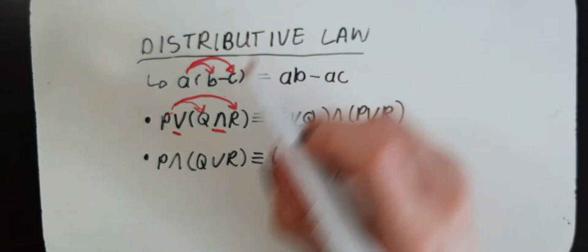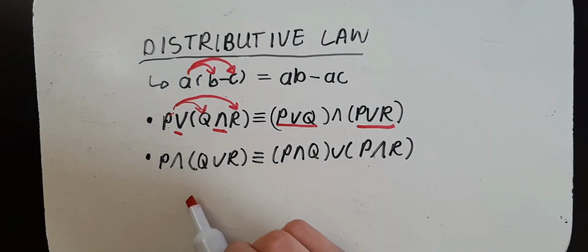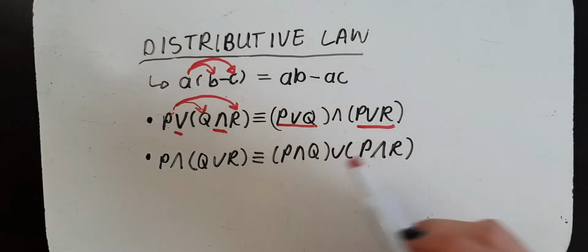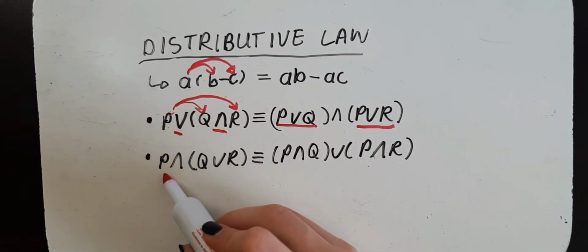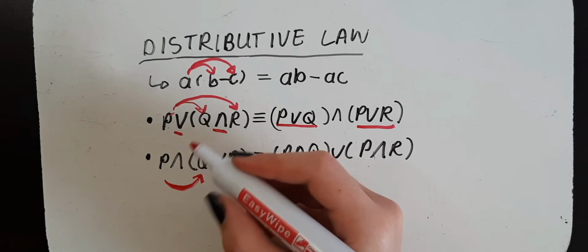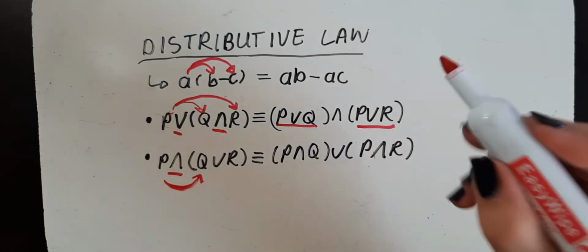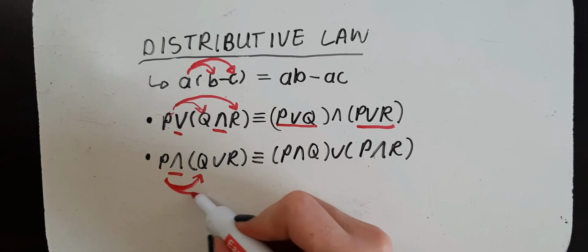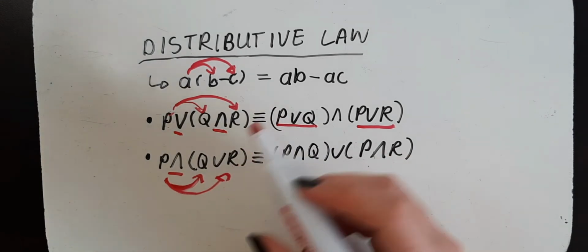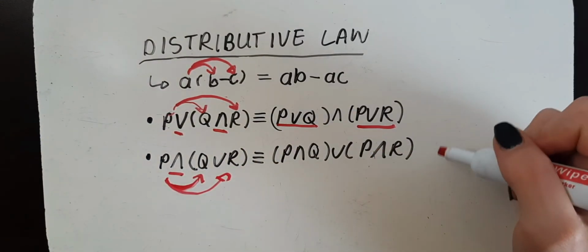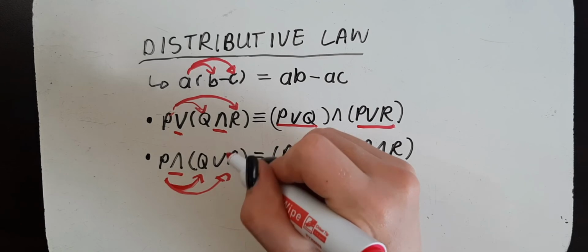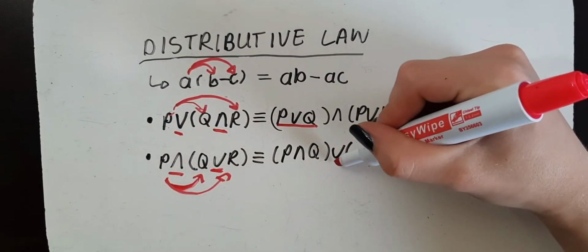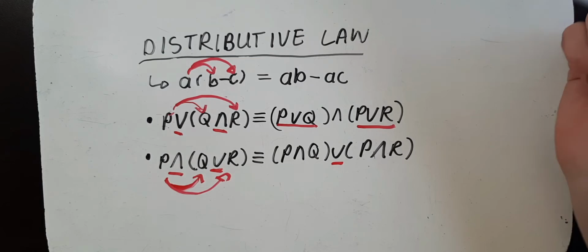So it will appear twice, while the other symbol will only appear once. And then we can do exactly the same for P and, in brackets, Q or R. So here we will have the P going to the Q, but with the AND. So then we have P and Q, and then we have the same for P and R. Then we have P and R, and then the symbol in the brackets will be connecting the two new brackets.